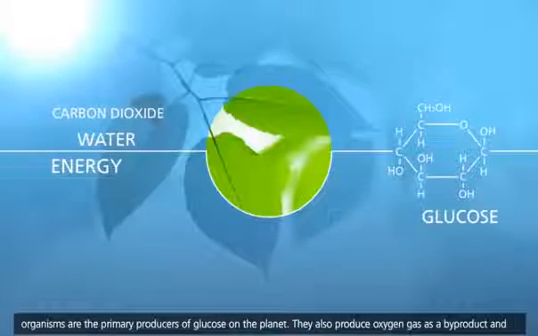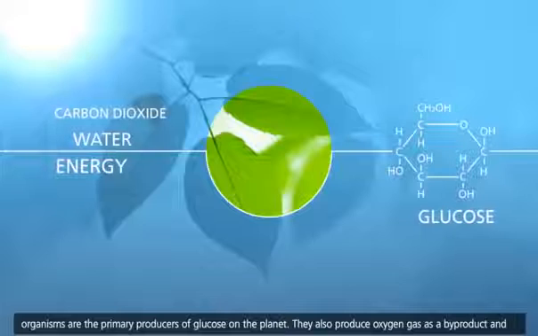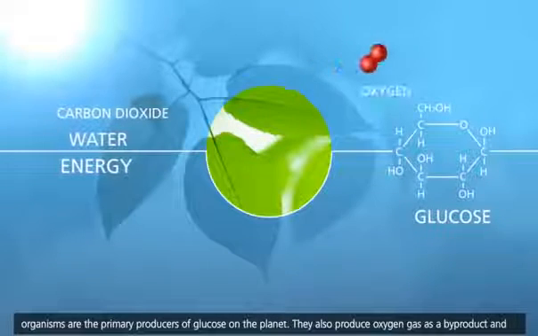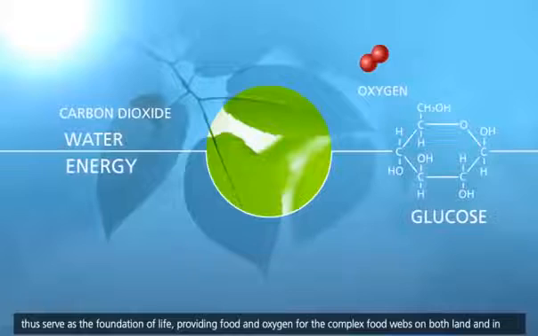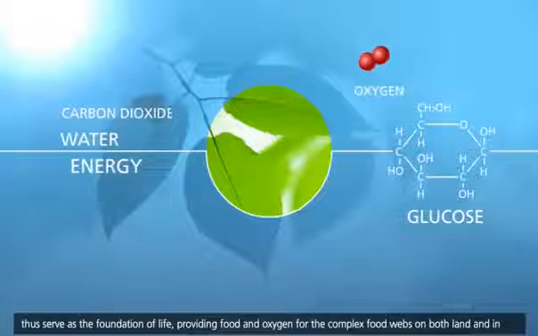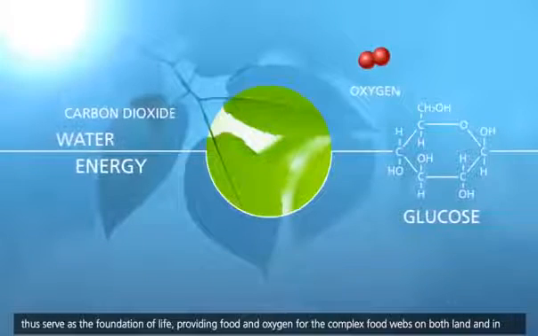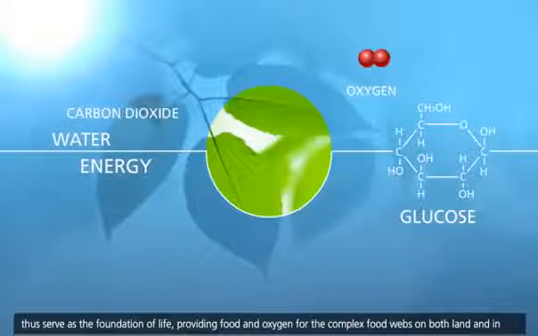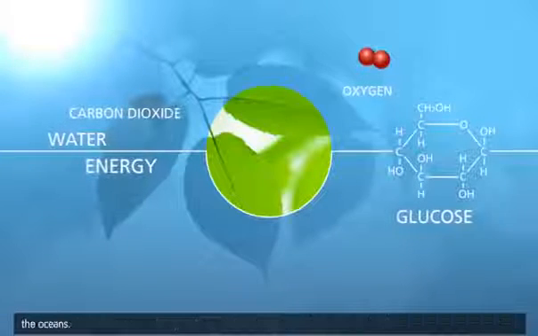Photosynthetic organisms are the primary producers of glucose on the planet. They also produce oxygen gas as a byproduct, and thus serve as the foundation of life, providing food and oxygen for the complex food webs on both land and in the oceans.